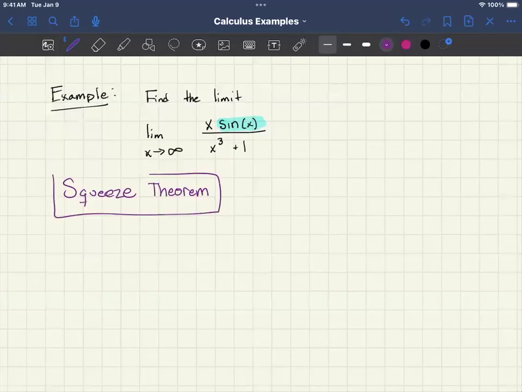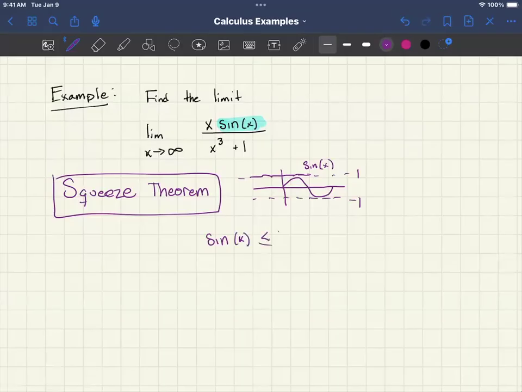Oftentimes the squeeze theorem is going to look something very similar to this, where you have some sort of polynomial divided by a polynomial and either sine of x or cosine of x stuck in there as well. The squeeze theorem takes advantage of the fact that trig functions like sine of x or cosine of x are bounded by positive one and negative one, right? There is our function sine of x. That tells us that sine of x lives always between 1 and negative 1, no matter what. We're not going to get bigger or smaller than those two numbers.